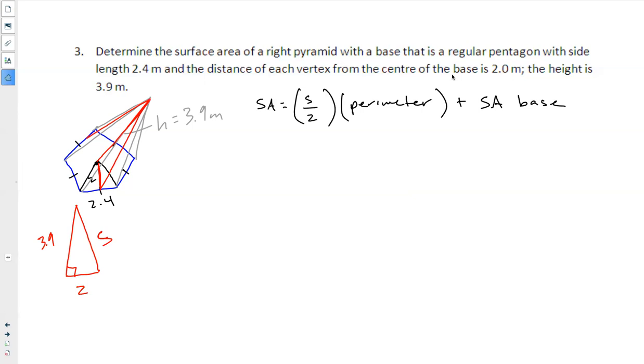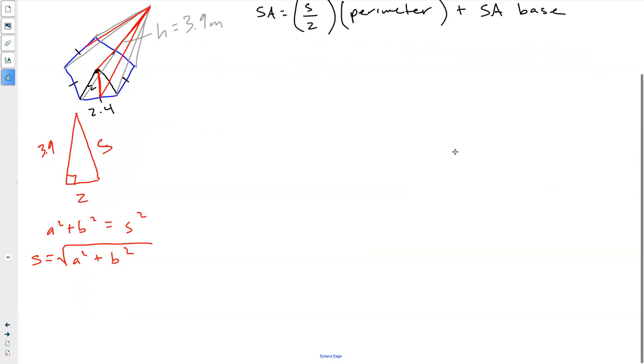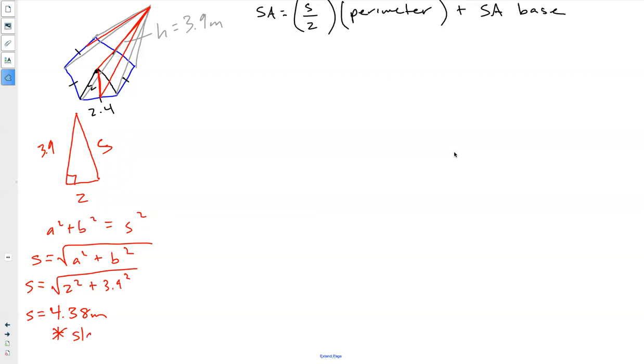So a squared plus b squared is equal to c squared, but I'm going to use s squared for my slant height. S isolated is equal to the square root of a squared plus b squared. Okay, a is 2, b is 3.9. Punch that into your calculator, you get a slant height equal to 4.38 meters. Okay, slant height.